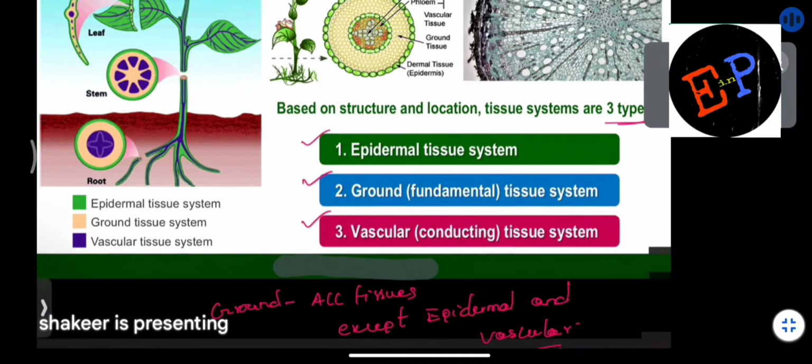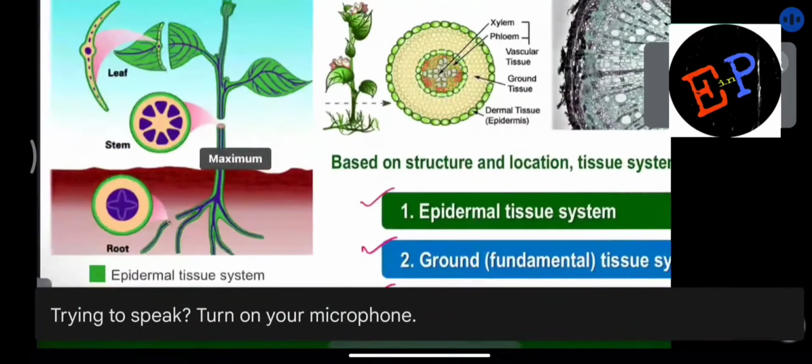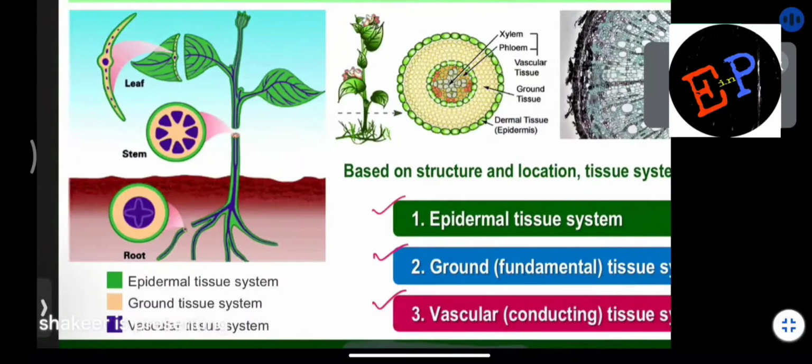So here in the figure also he tried to give some explanation. See here. For example, if you see the leaf, if you cut the leaf into two parts, here we are cutting and you are seeing a green color layer, no? Above that one you are seeing a green color layer. What is that green color layer?